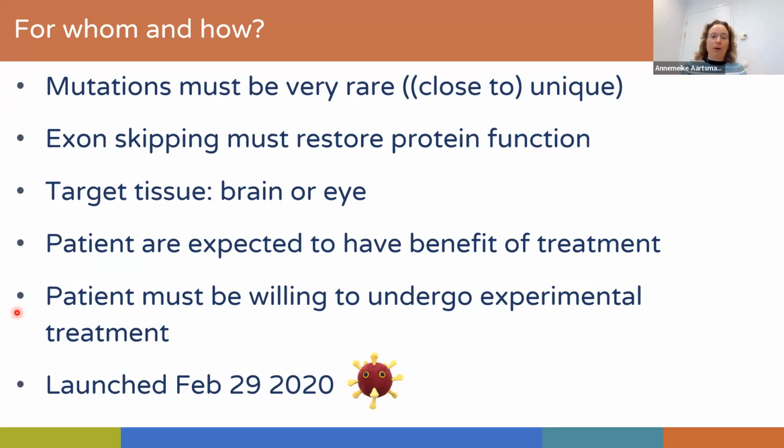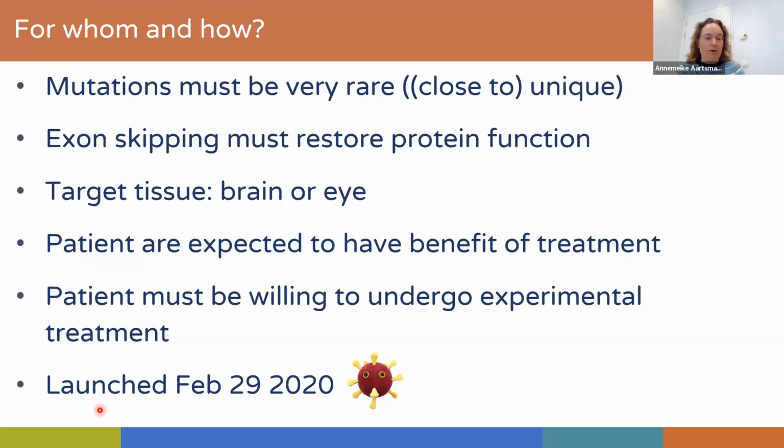Obviously, patients must be willing to undergo this treatment because it's experimental treatment, it's N-of-1. We will never get enough information to show that we can register the drug. It's an experimental treatment, so patients and families need to understand the risks of not knowing whether it's effective and not knowing whether it's safe.